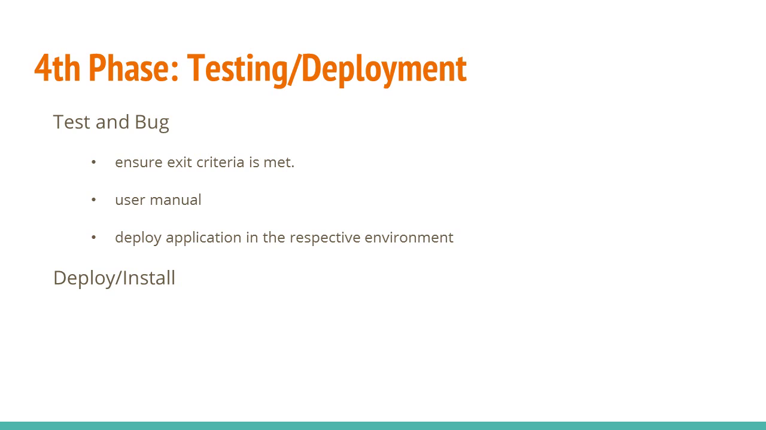Now we'll be talking about phase 4, the testing and deployment phase. In this phase, we'll be talking about the test and bug phase, and here we will ensure that an exit criteria is met. It also will include a user manual and a deployment application in the respective environments, and we will deploy and install.